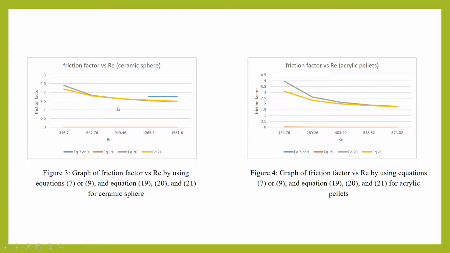You can see from this graph, from the values that we get from our calculation, we can plot friction factor versus Re, and as you can see, the trends actually follow the Moody graph for both ceramic sphere and acrylic pellets.